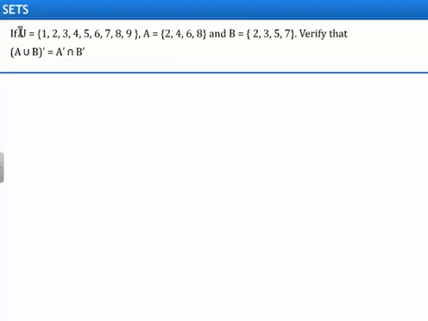In this question, we are given three sets, the universal set and the sets A and B. We need to verify complement of A union B is equal to A complement intersection B complement. Let us begin with the solution.